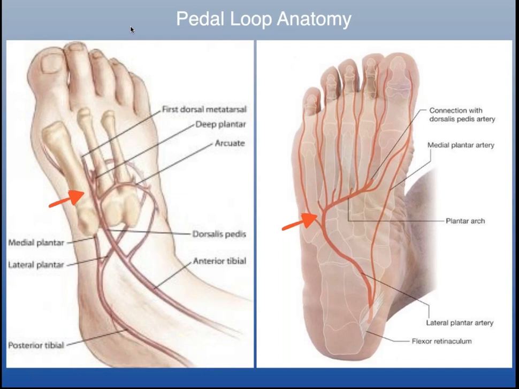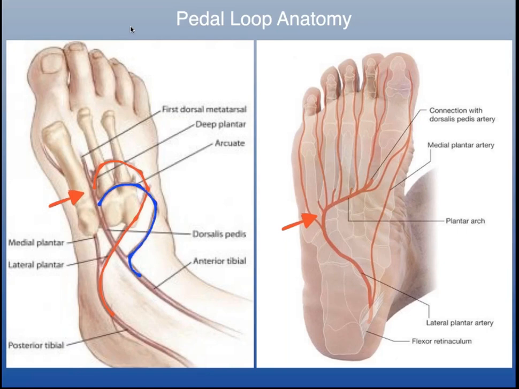You can see that it really gives you that deep perforating artery or communicating artery, which is then continuous with the lateral plantar artery and then the posterior tibial artery. So there's your classic pedal plantar loop that we're talking about. Here is your classic arcuate artery loop.